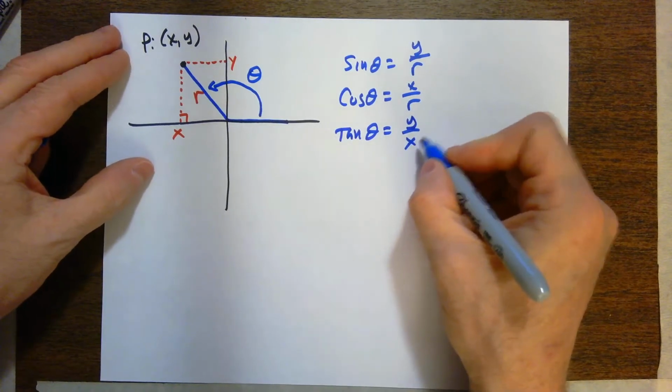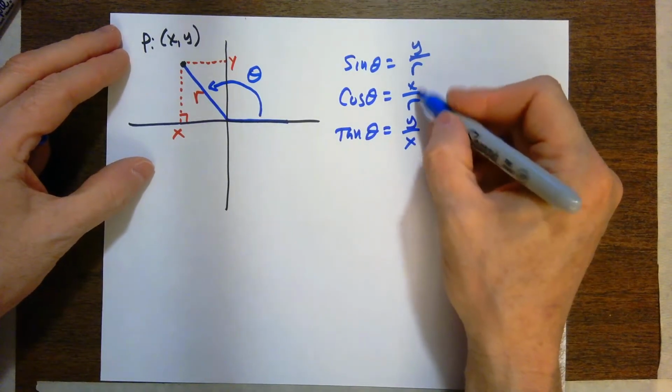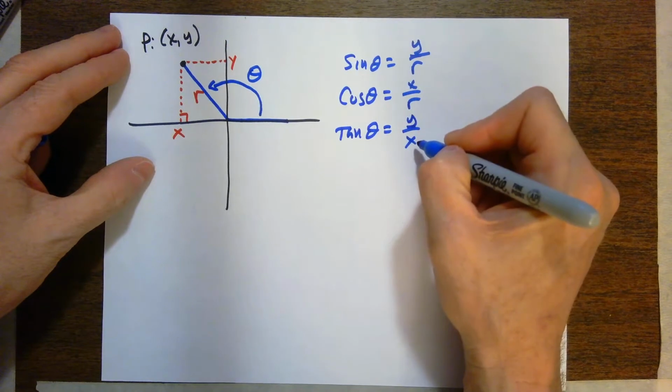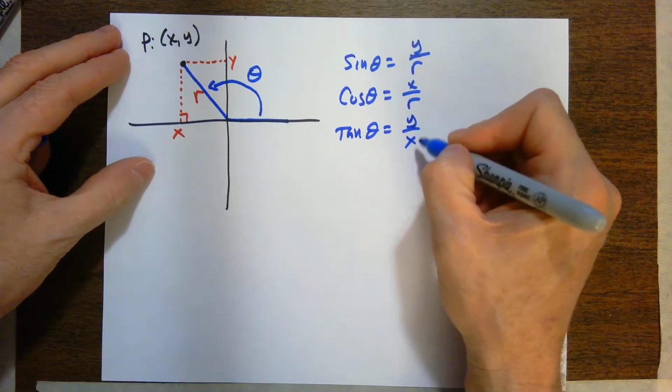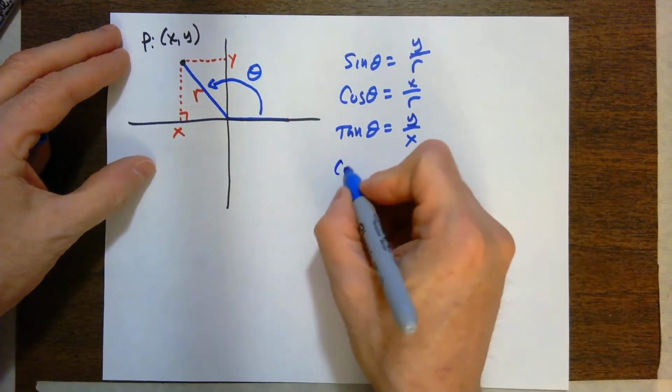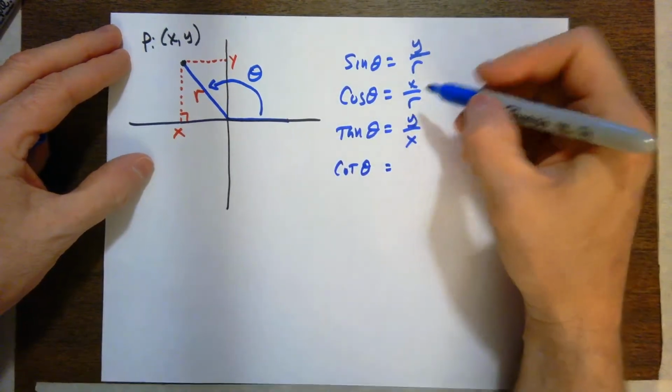Oh, and look, I've got a restriction. Well, I had restrictions here too. My radius cannot be 0. My x cannot be 0 here. Bad things would happen if it's 0. What about the cotangent? Well, remember the trick?